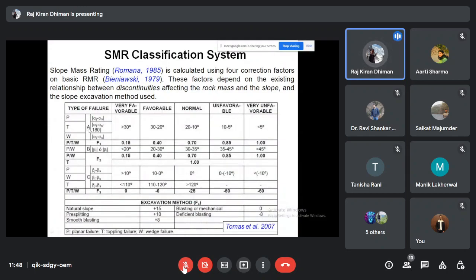You can see this parameter A here in this table, and if I have to read this table and get the value of F1, I have to see what the value of A is. For example, in this very favorable condition where the slope is stable, the value of A is greater than 30 degrees. It means that your value of F1 is 0.15. You will write this value in your notebook. If the A value is less than 5 degrees, then you will write a different value there. Similarly, we have to check for F2 and F3.